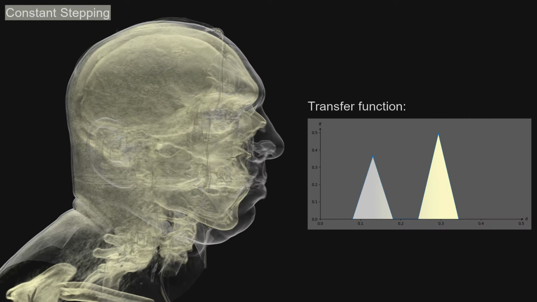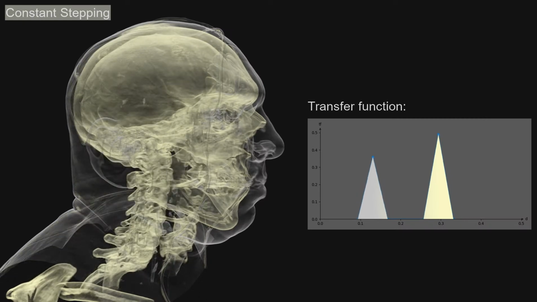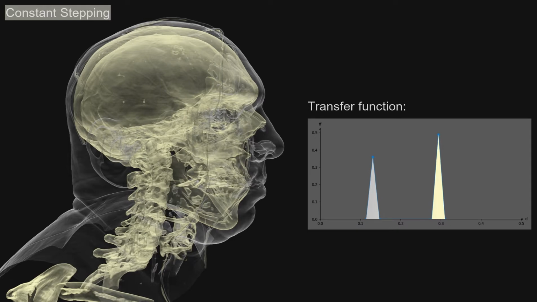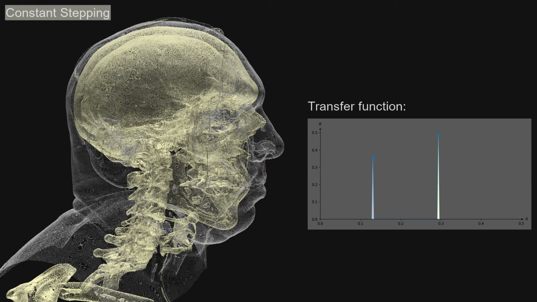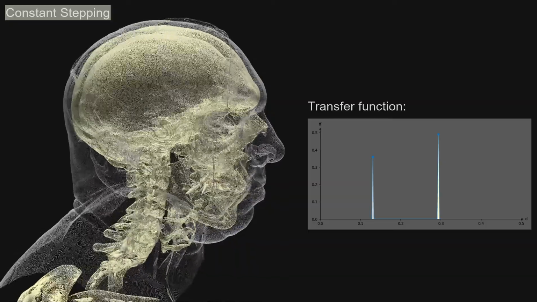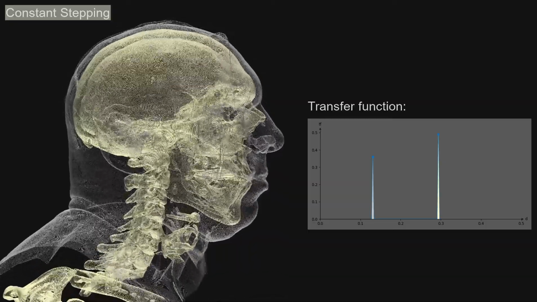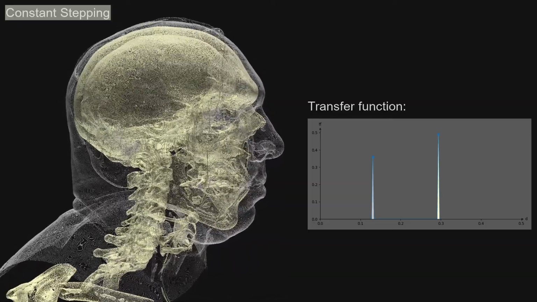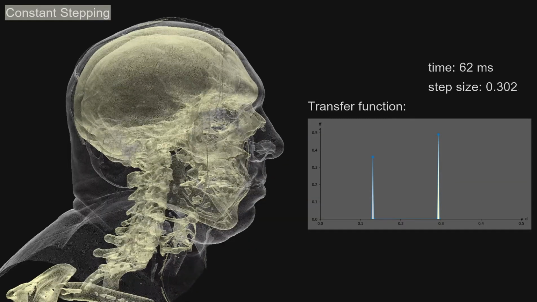Direct volume rendering with a fixed step size works well for scenes with a smooth transfer function, but as the peaks get more and more narrow, artifacts occur. These are especially distracting during motion. To reduce the artifacts, the step size has to be reduced, which drastically increases the computation time.